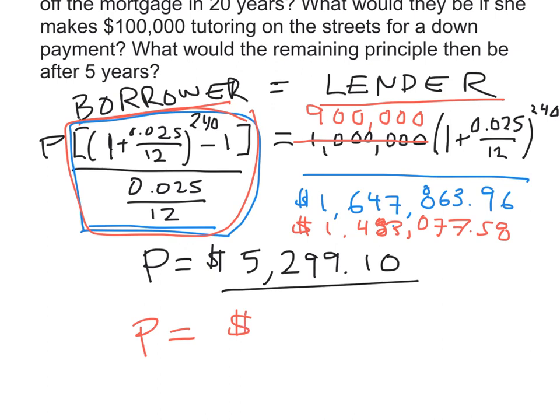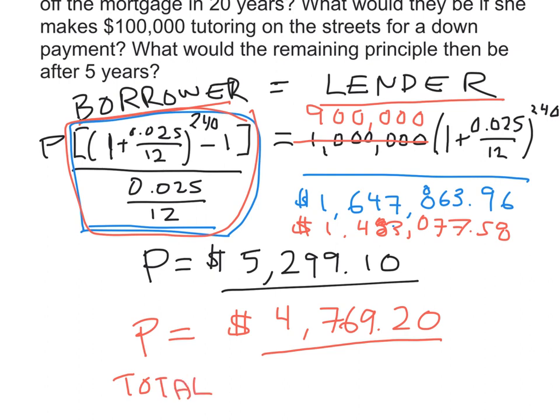They'll be $4,769.20. Now, if I want to figure out the total that I've paid, 240 payments of $4,769.20. So if I multiply that by 240, I can see that for that $900,000 mortgage, I actually paid $1.15 million. So you're paying quite a bit in interest when you take out a big loan.